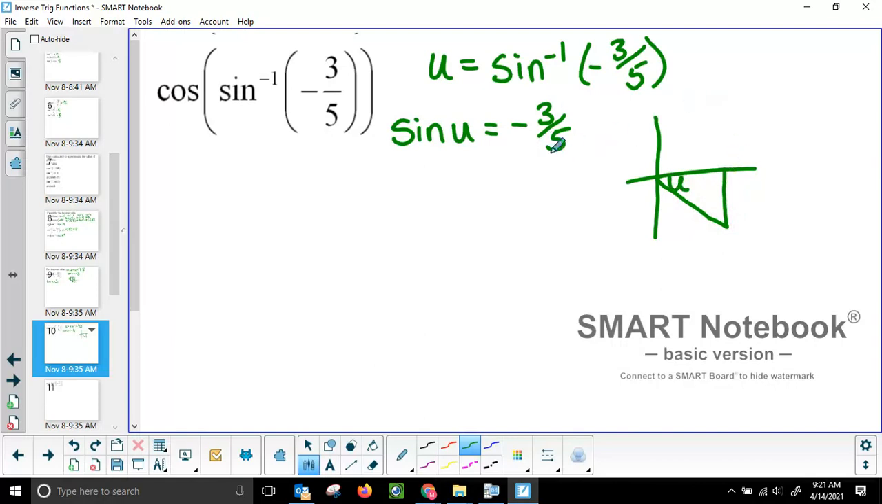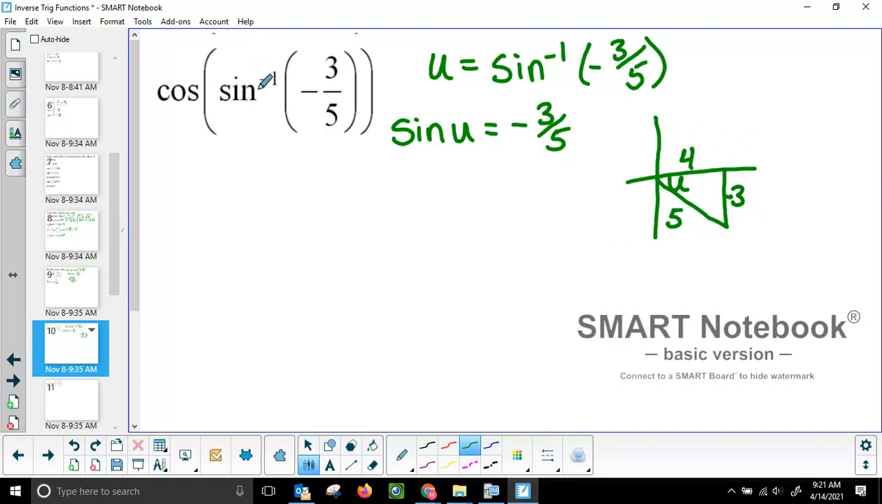According to SOHCAHTOA, sine is what over what? Opposite over hypotenuse. Now, which one has to be negative? Yeah, right, because it's coming down. And again, the hypotenuse is never negative. Right, you could use your Pythagorean theorem here. A squared plus b squared equals c squared. Right, or you could know that this is a 3, 4, 5 Pythagorean triple.